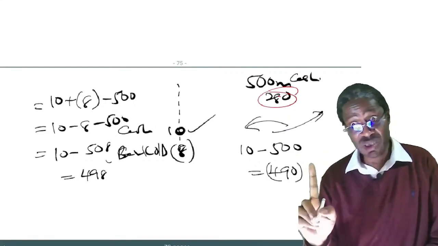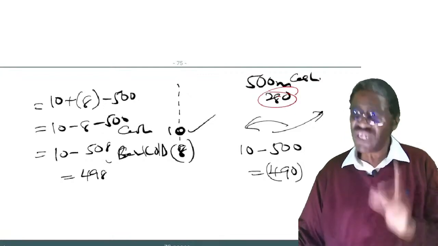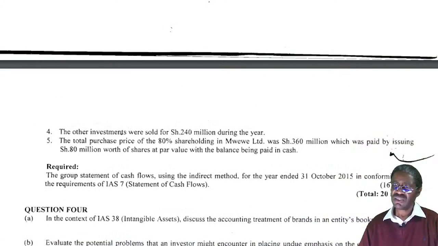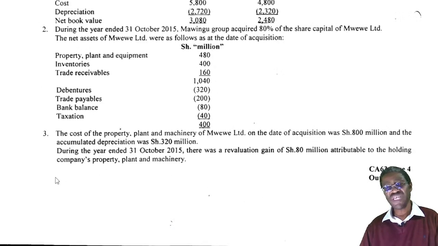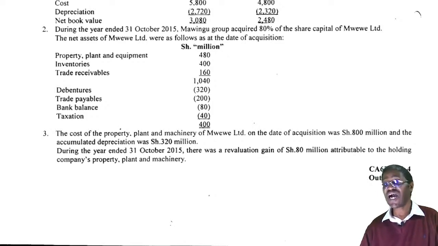360 minus 80. But then, listen, we go back to the list. Yes, today I'm paying you 280 cash. But what is it that you are giving me? Good. So we go back to note number two. From note number two, we realize among the assets coming in is what? If you look at this list, there was no cash, but I can see bank there. And I hope you can see bank is in bracket. Bank balance is in bracket, meaning it's an overdraft. Are you there? Good. It is an overdraft.